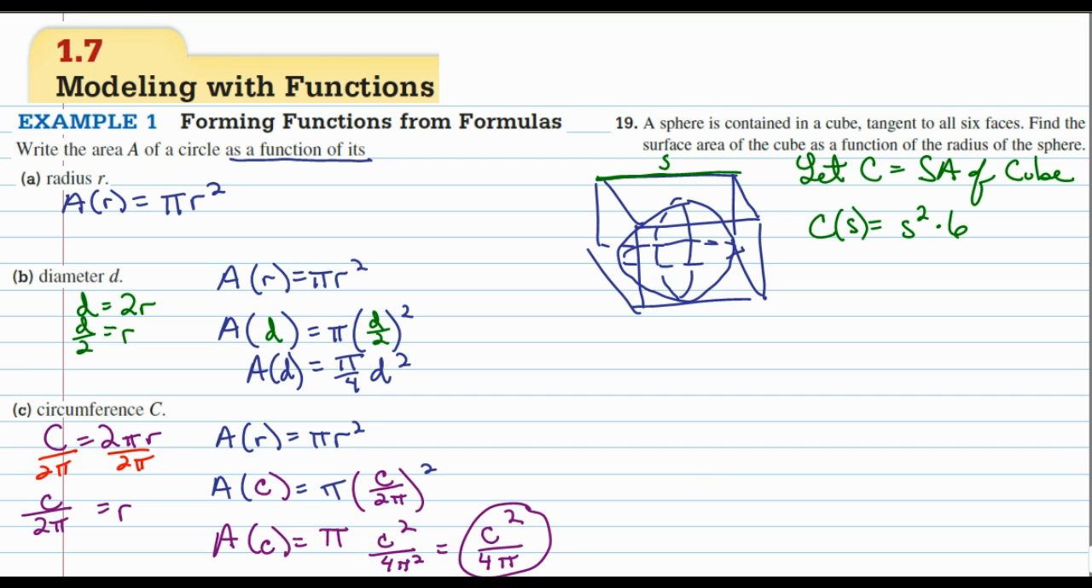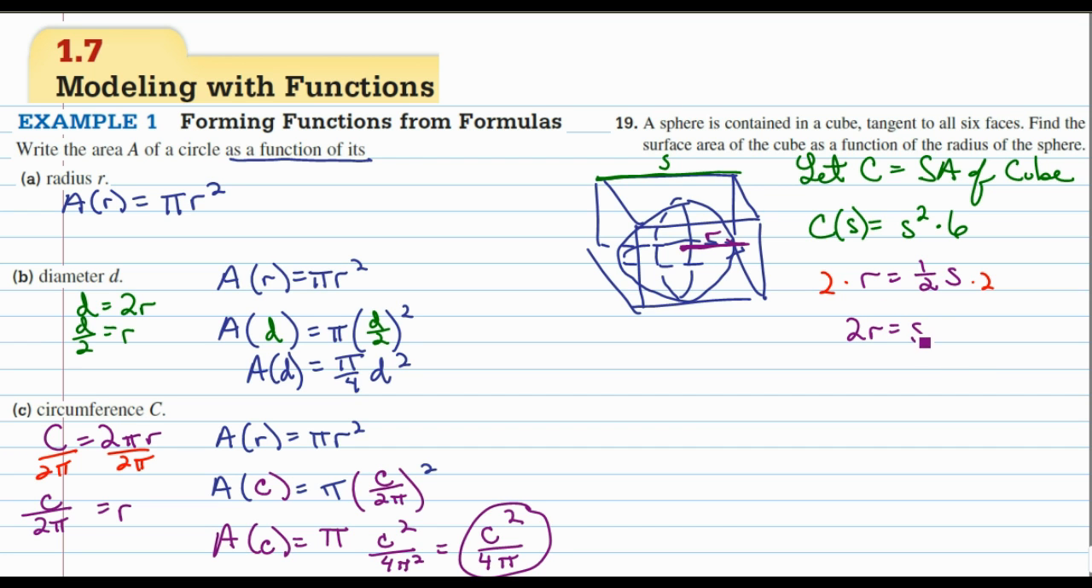Well, I want to find the surface area of the cube as a function of the radius of the sphere. So let's make a connection between the radius of the sphere and the side of a cube. Well, if I look at the radius of this sphere, it's half of what the side of the cube is. So the side of the cube, the radius is 1/2 s. So now I can solve for s, multiply both sides by 2, and I get 2r equals s.